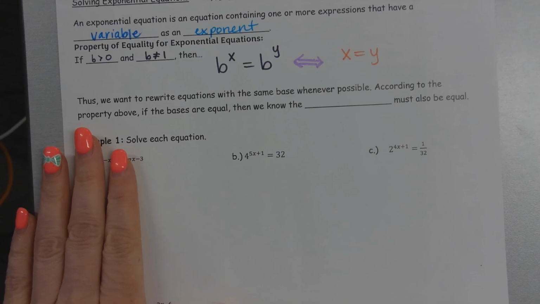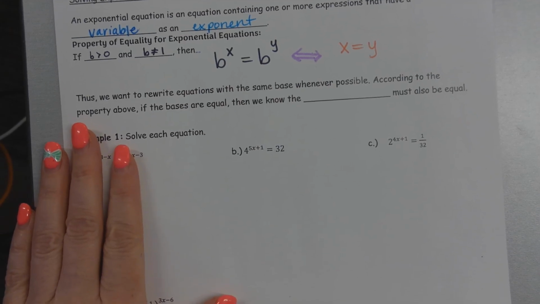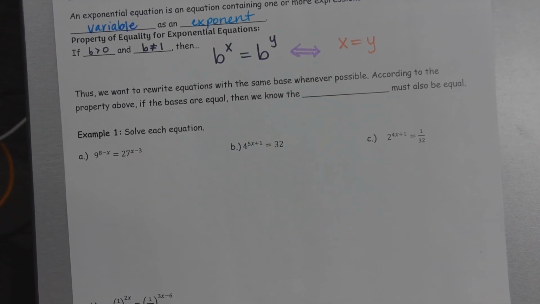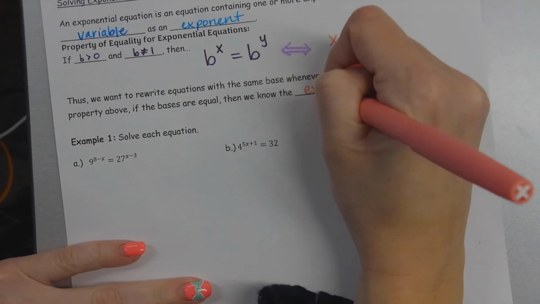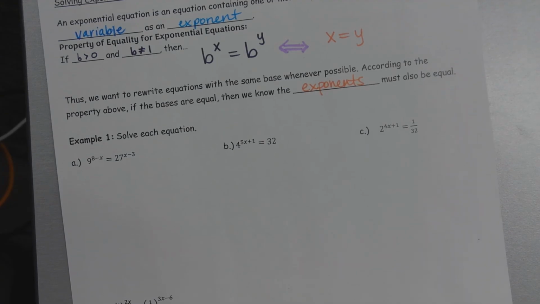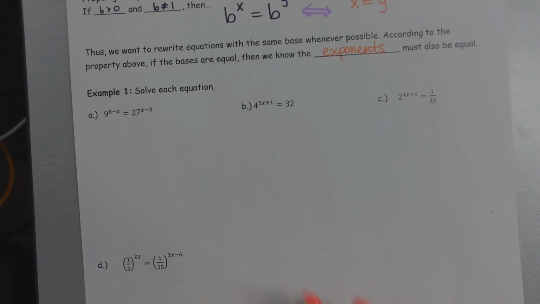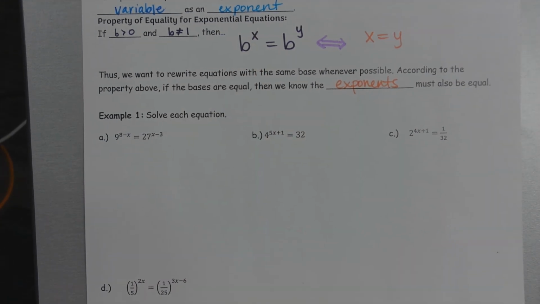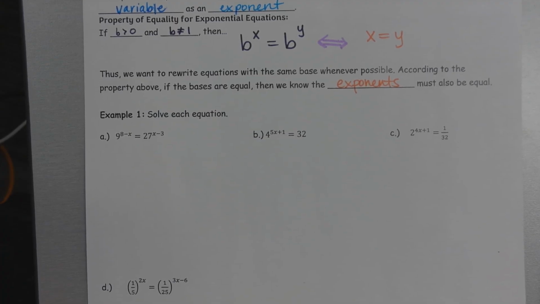Thus, we want to rewrite the equations with the same base whenever possible. According to the property above, if the bases are equal, then we know that exponents must also be equal. So, when we are solving each equation, our goal is going to be to rewrite these with the same base. Can we do that for part A?